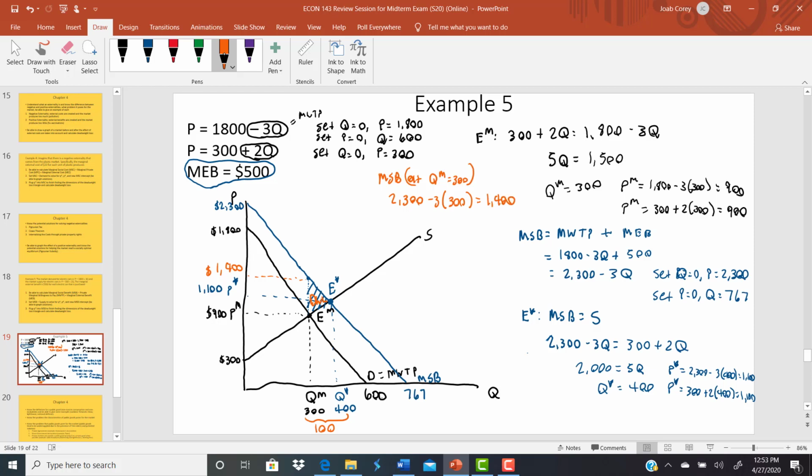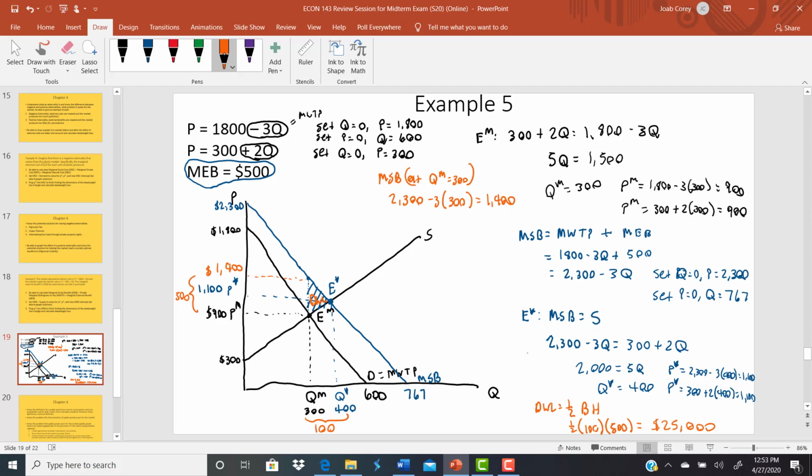All right, so now we have the dimensions of our triangle. The height of that triangle is 500, and the base of that triangle is 100, right? So our deadweight loss is equal to 1/2 base times height. So that's 1/2 of 100 times 500, or 1/2 of 50,000 gives us 25,000. So that is your deadweight loss, and that's how to calculate it.